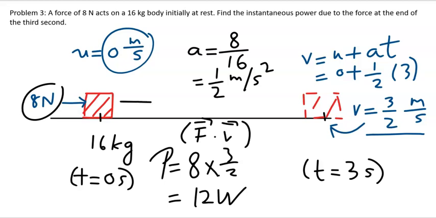The force is along the x direction. The velocity is also along the x direction. So F dot v is 8 times 3/2, which is 12 watts. And that solves the problem.